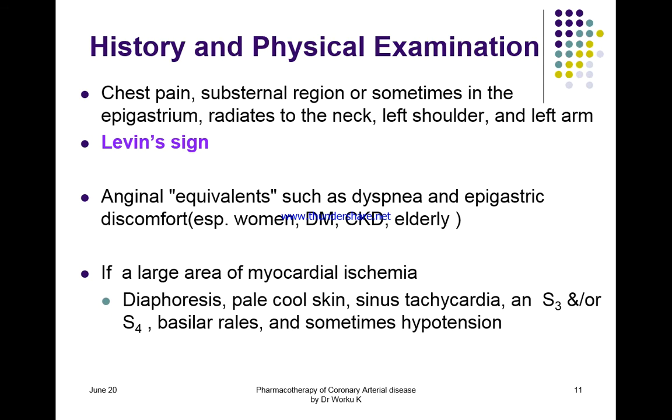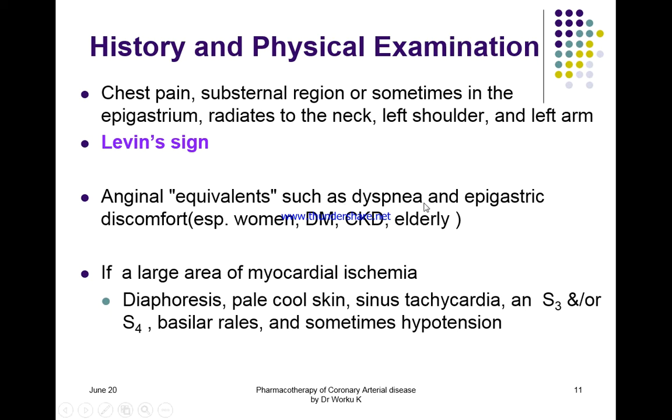History and physical examination: usually they will have chest pain, an ill-defined type of chest pain, usually in the substernal region, or sometimes in the epigastrium, which will radiate to the neck, left shoulder, and left arm. There is a Levine sign. Levine sign means the patient will clench their fist and put it on their sternum to show you, or to explain, that the pain is substernal and excruciating.